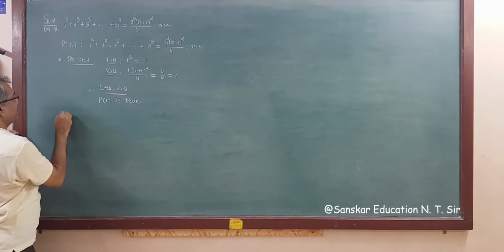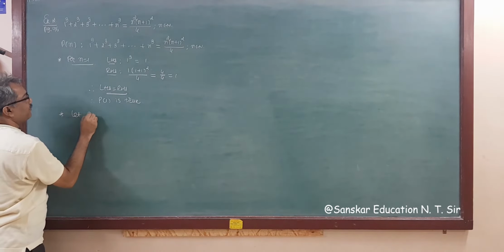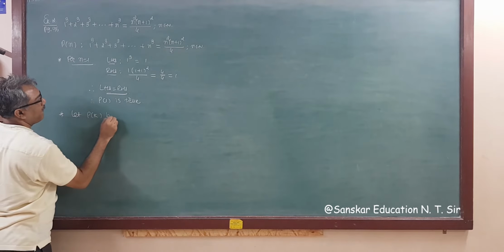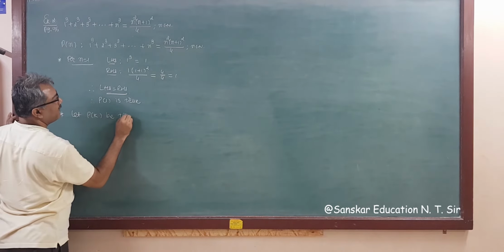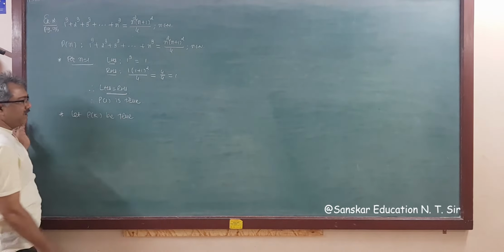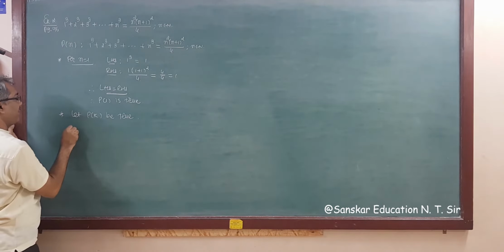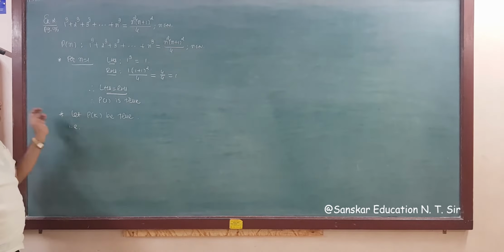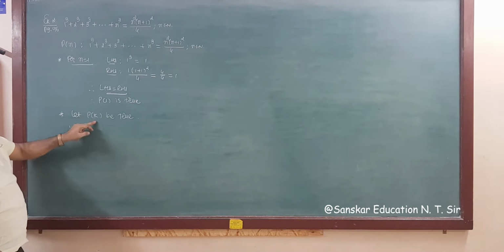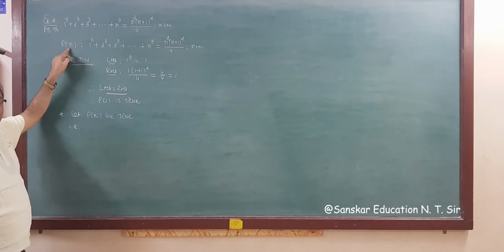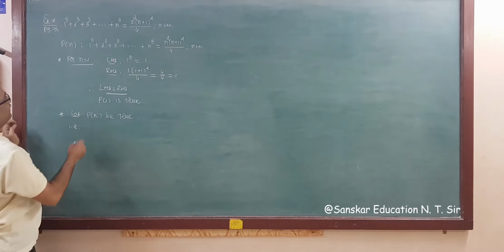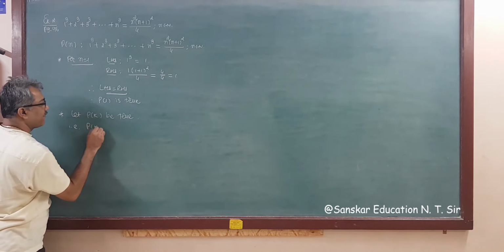Right? Now next step. Let Pk be true. That is, substituting k instead of n in Pn. So what we get? Pk.